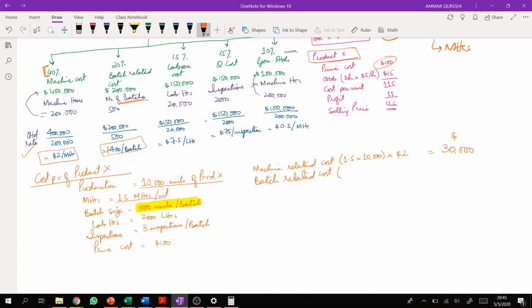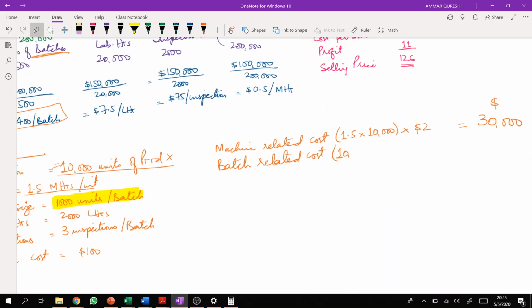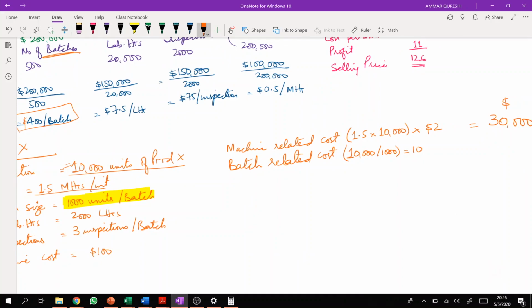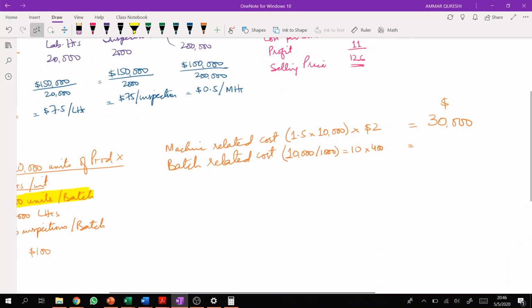And how many units do we need to manufacture? We need to manufacture 10,000 units. That means 10,000 units divided by 1000 units per batch. This will give you 10 batches, right? And 10 batches multiplied by the batch cost, which is 400, so we will get around 4,000, I guess.